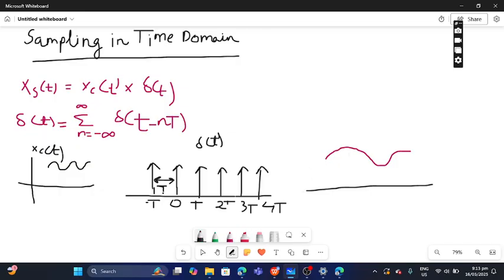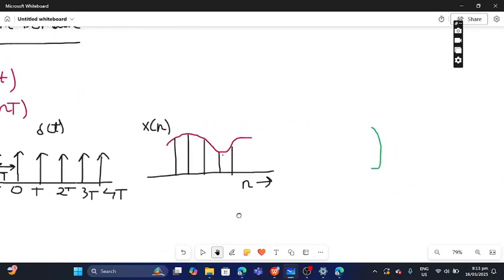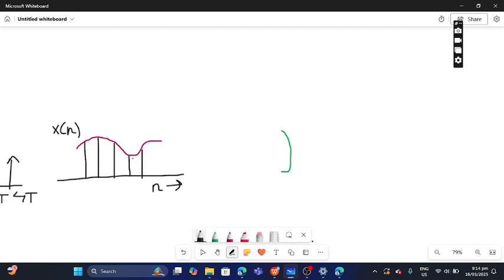Now when we multiply with both signals here, we get a shape something like this. This is your x of n, and we have n here. Okay, now this was a graphical way. Now we will do some mathematics here.